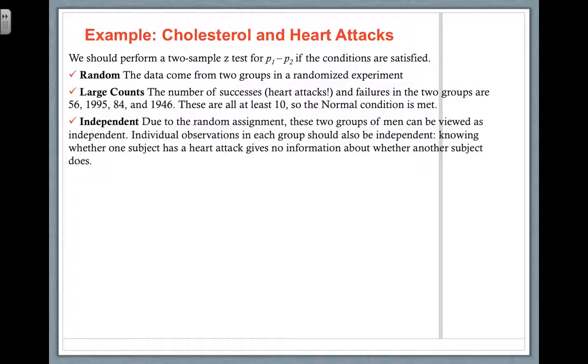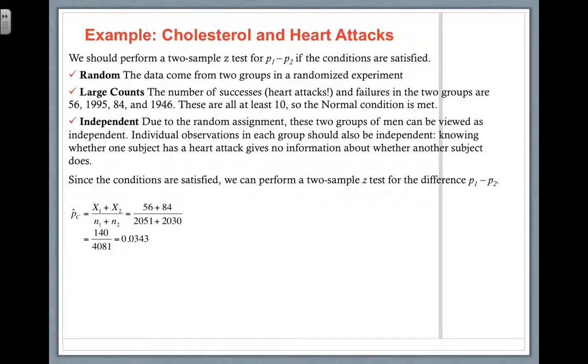Independent. This is the one that we could kind of get away with. Due to the random assignment, these two groups of men can be viewed as independent. Individual observations in each group should also be independent. Knowing whether one subject has a heart attack gives no information about whether another subject does. We don't check 10% for this. So if the conditions are all satisfied, we can perform our significance test at our 0.01 significance level.